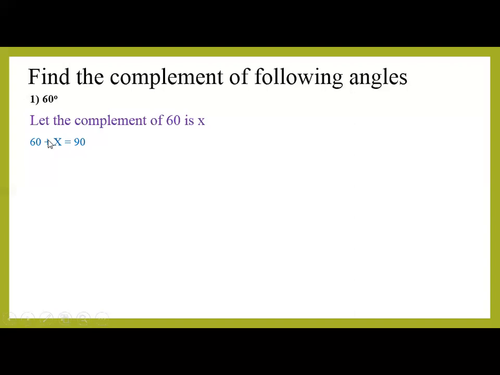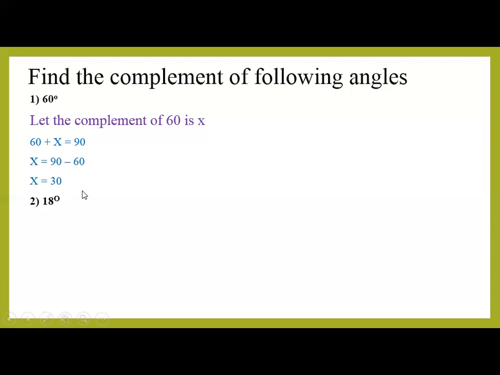Now what will you do? You have to shift this 60 from this side to this, from left to right. You can see that 60 is plus here. Then when you move 60 from here to 90, it will become minus. 60 is plus here, but when it goes to 90, it will become minus. Okay, and 90 minus 60, you will get 30. Now you can check your answer, whether 60 and 30 added give 90 or not. Yes, because 60 and 30 when added give 90 degrees.